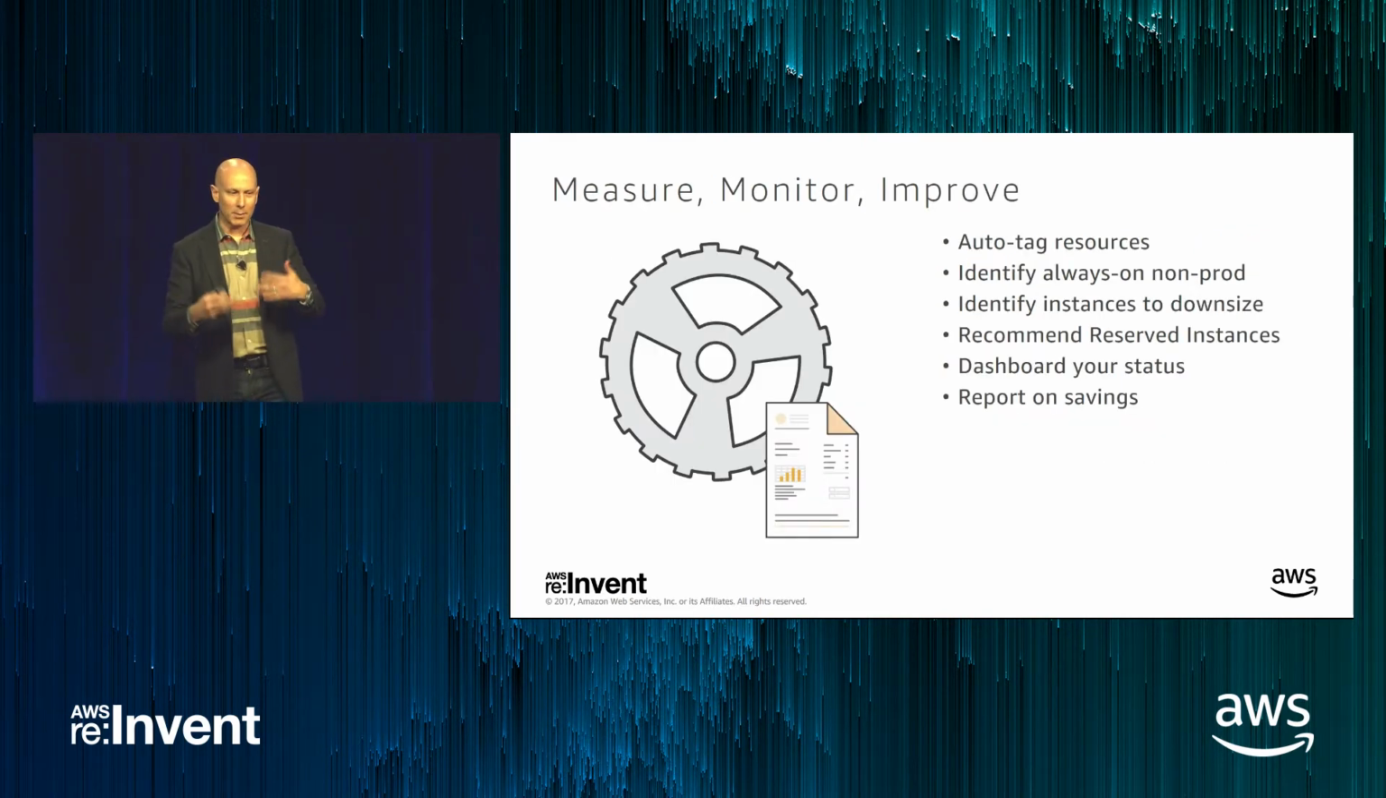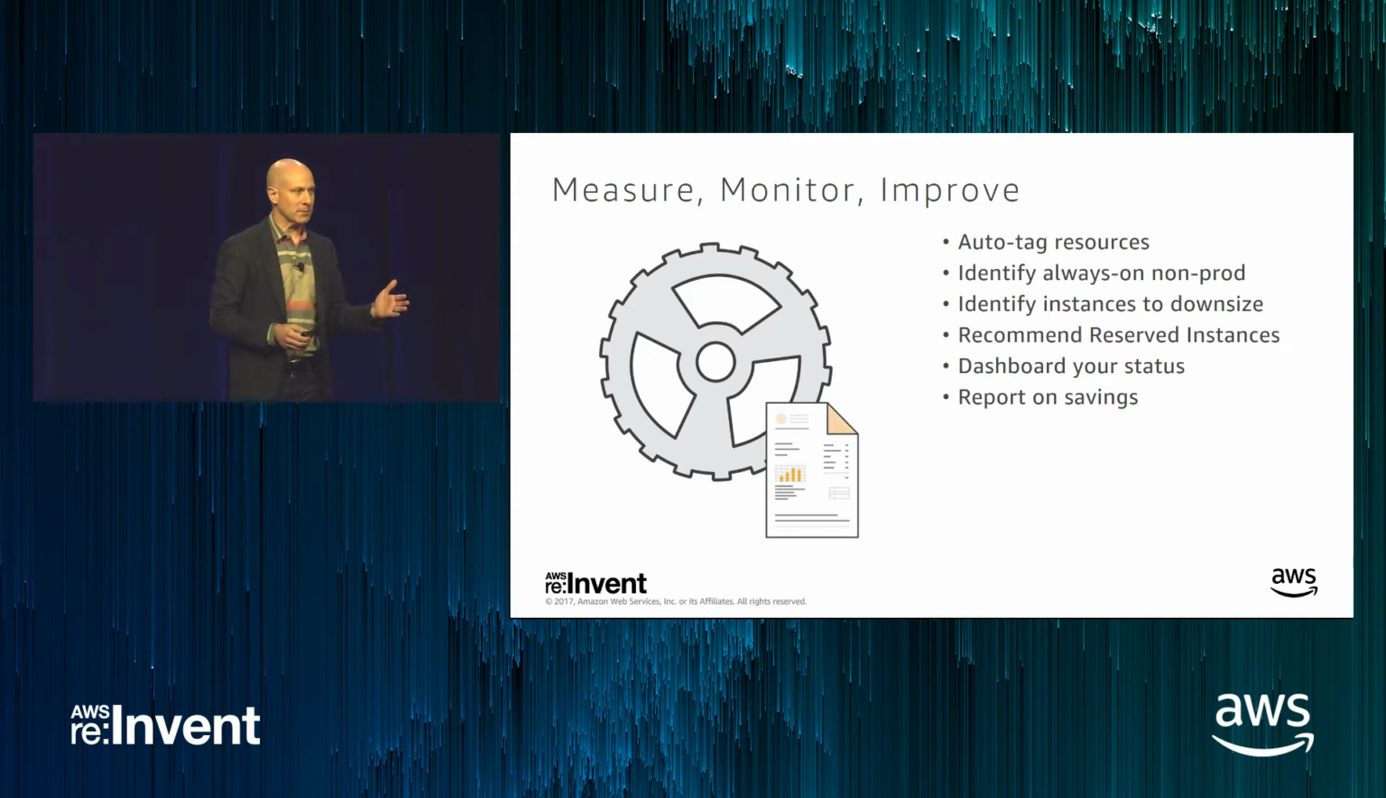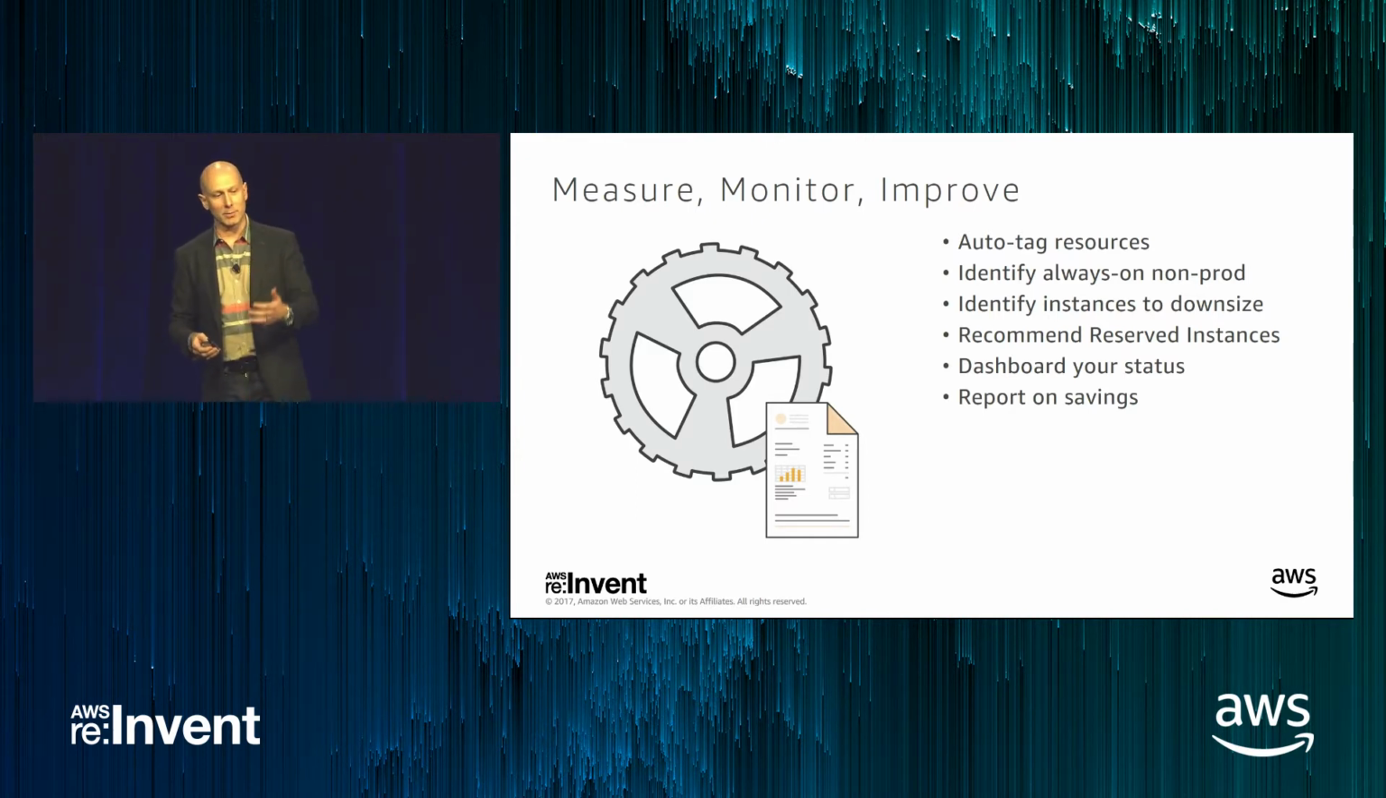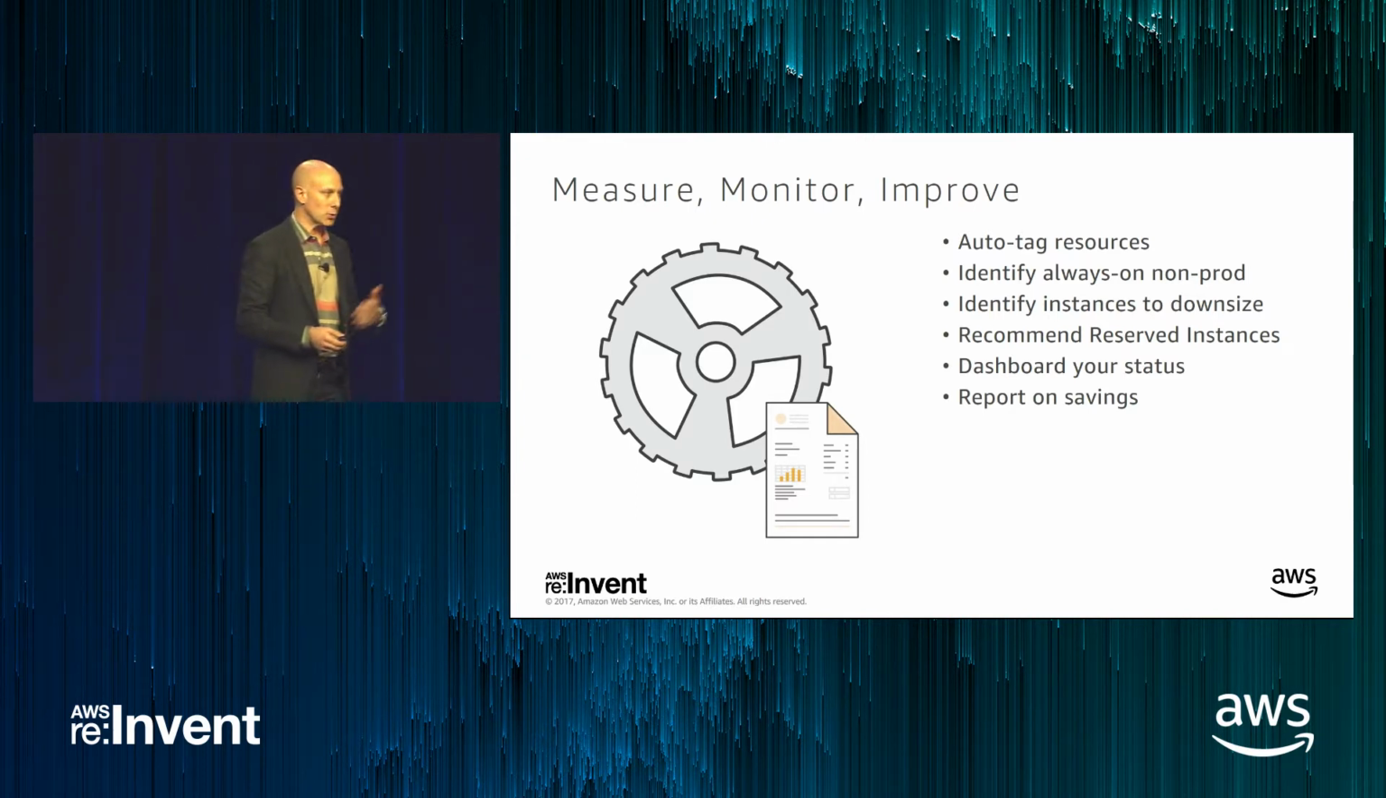How does this kind of come together? This is this practice I talked about called measure, monitor, and improve. You're going to tag your resources, and I'm going to go into that in a minute. That's going to help you identify the always-on instances that are for your non-production workloads. You're going to want to be identifying instances that you can downsize because you're measuring how much CPU you're using, how much RAM you're using. You can use tools that we provide to recommend reserved instances to purchase. And you want to dashboard your status.